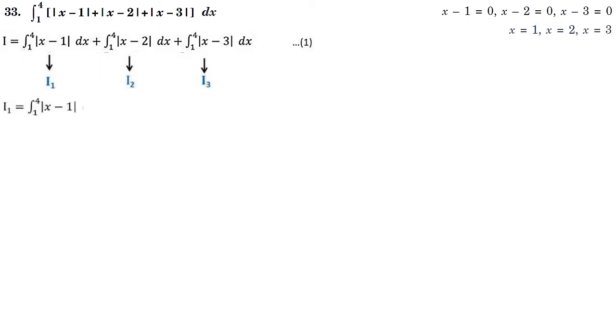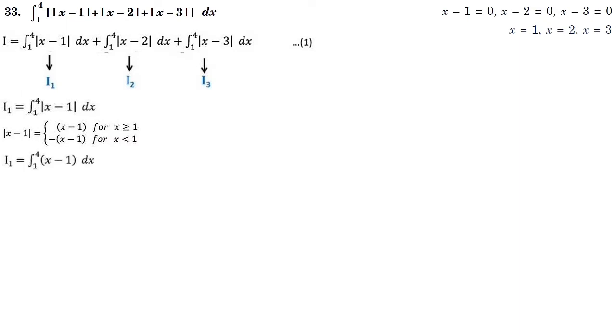Now let's take the first one. I1 is equal to integral 1 to 4 mod x minus 1 dx. Now by using the property of modulus functions, mod x minus 1 is equal to, here the breaking point is x is equal to 1. So x greater than or equal to 1 means the function will take its positive value, that is x minus 1. And if it is smaller than 1, it will take the negative value, minus of x minus 1. So this is the way we have to split. Positive value if x is greater than or equal to 1. Negative value if x is less than 1.